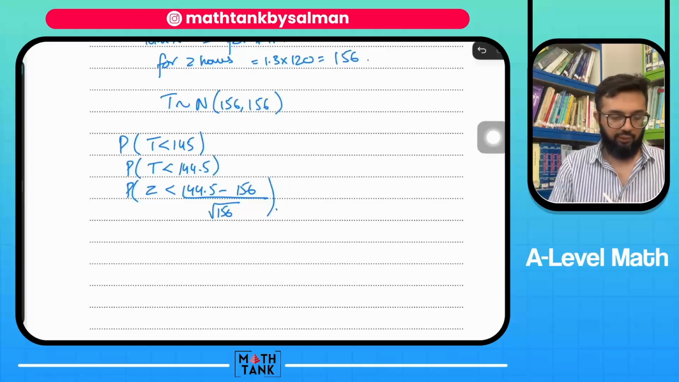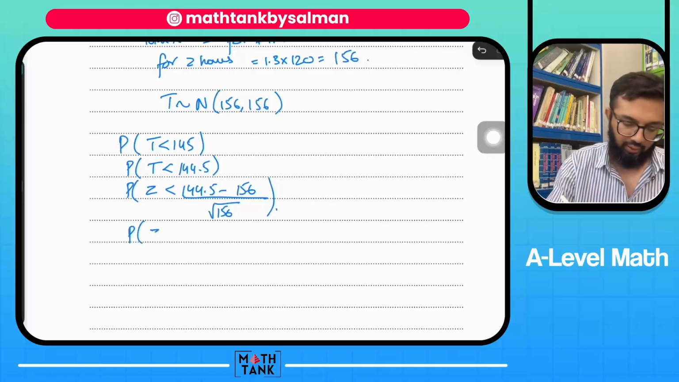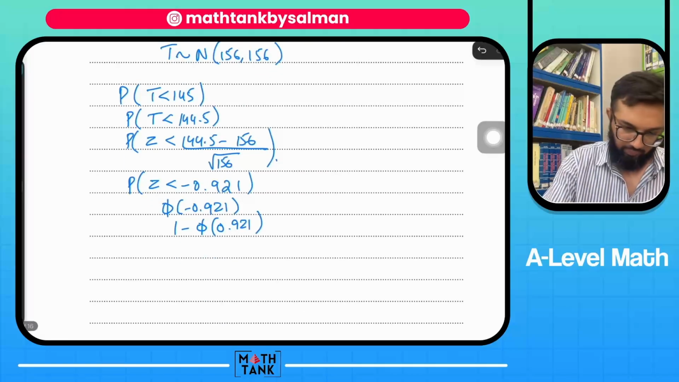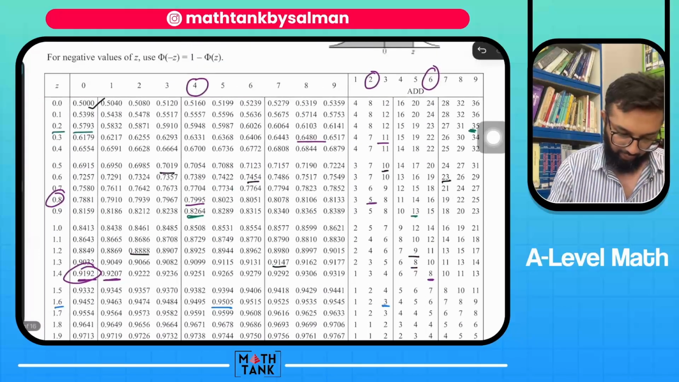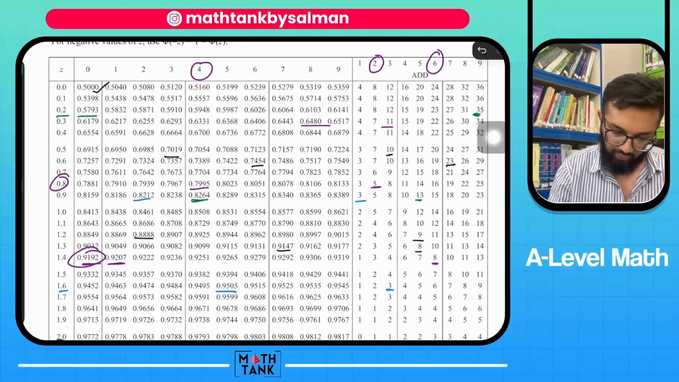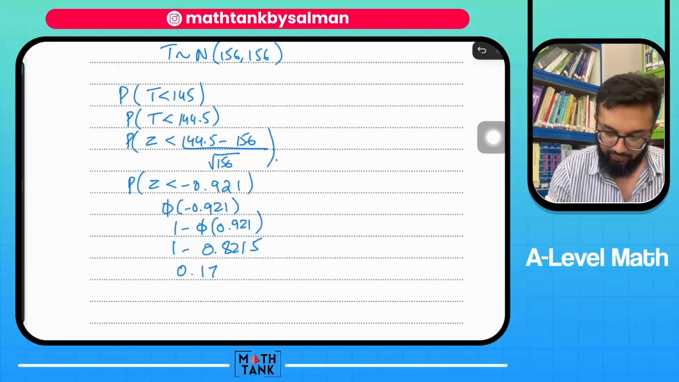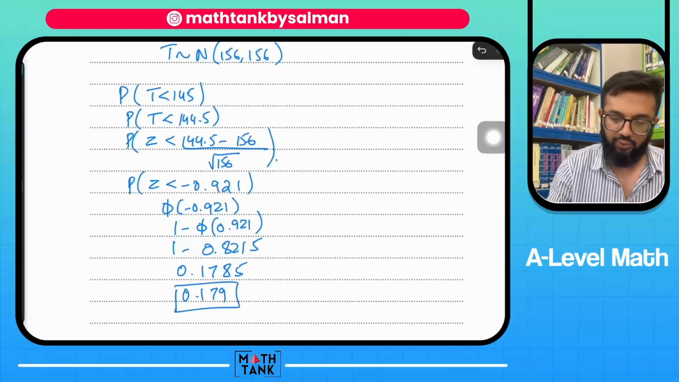Okay, 144.5 minus 156 divided by root of 156. 0.921, 5 minus 0.921, 1 minus 5.1, 0.8215. 0.8215. 0.1785. 0.179 should be my final answer. Okay.